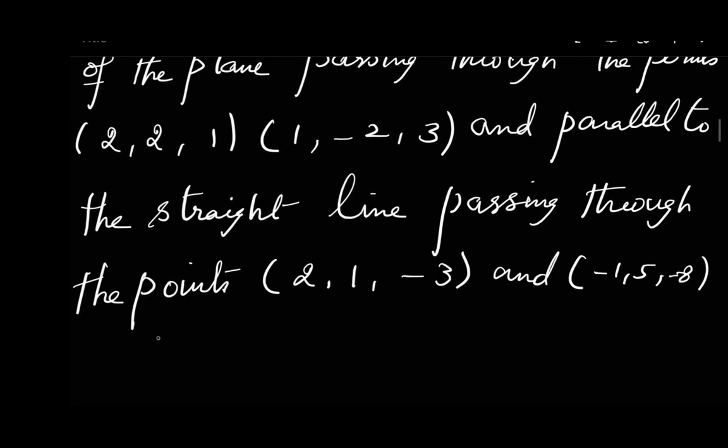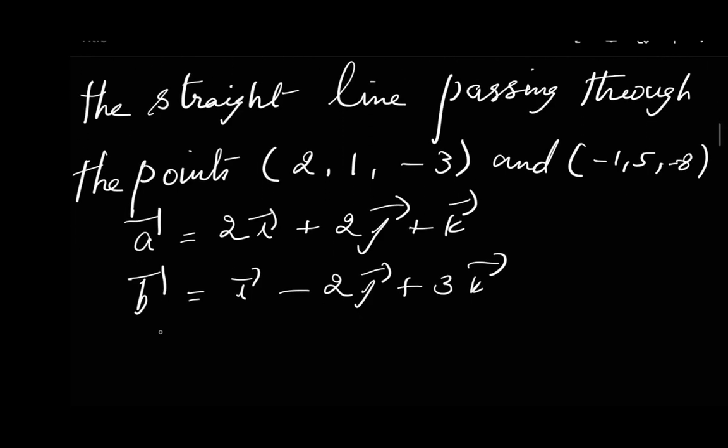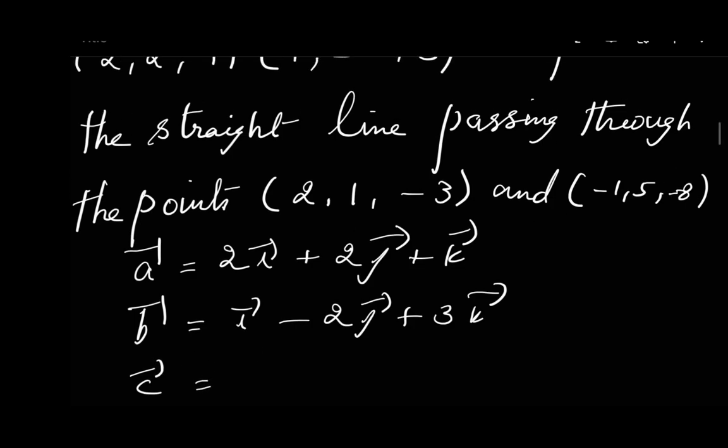See, the plane is passing through the two given points. Let me take the point vector A as 2i plus 2j plus k. Next point as vector B, which is i minus 2j plus 3k. And it's parallel to the line joining the points, so we take the parallel vector C.